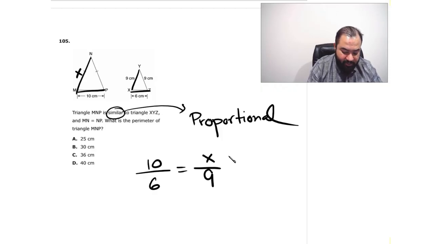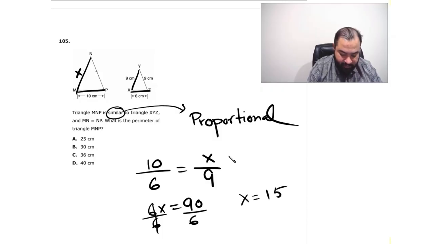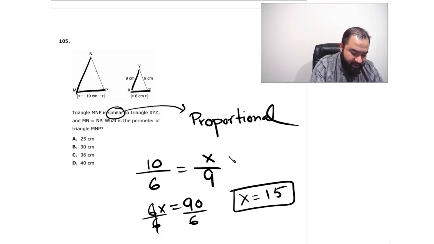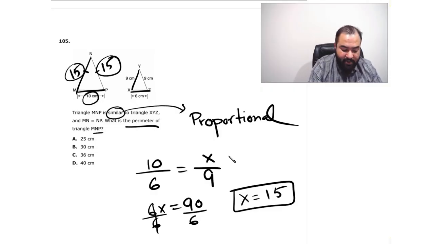So now cross multiply. So I get 6x equal to 90 and divide both sides by 6. x equals 15. So that's this side, 15. So as you can see, these two sides are equal. They marked it like this. So this is also 15. Now they say, what is the perimeter of the triangle MNP? So that's 15 plus 15, 30, plus 10, that's 40.